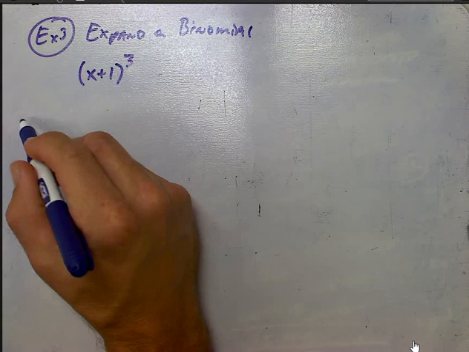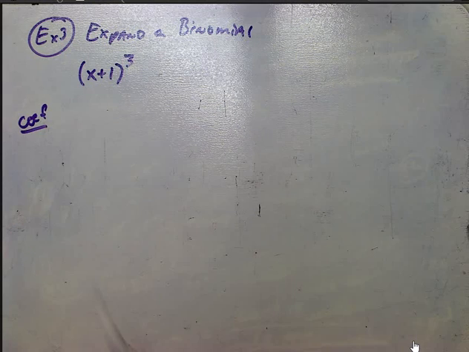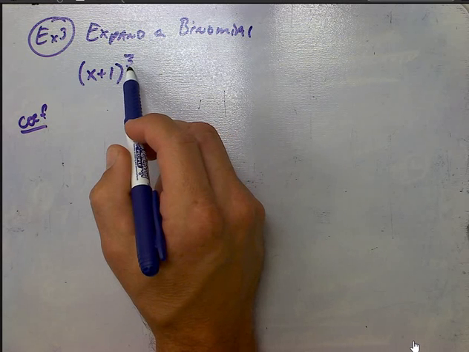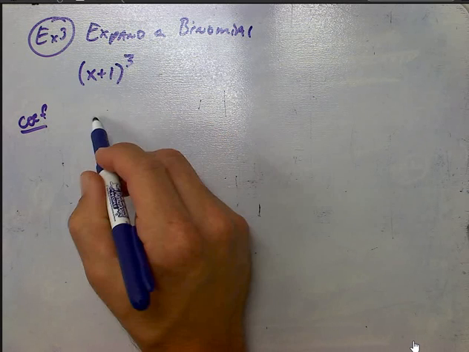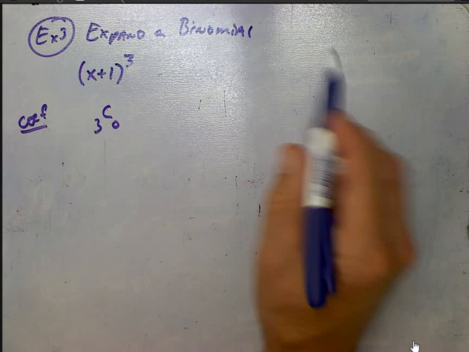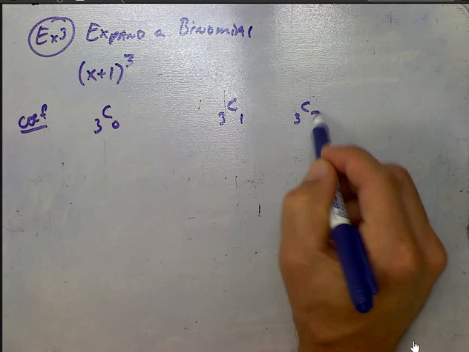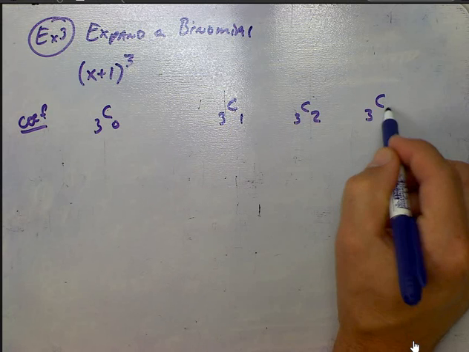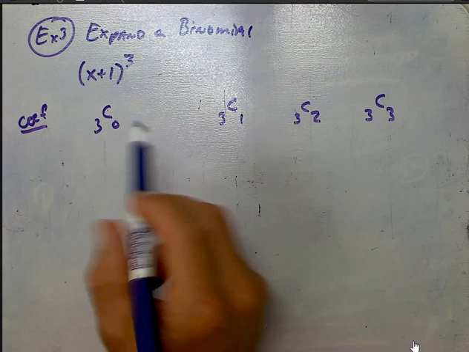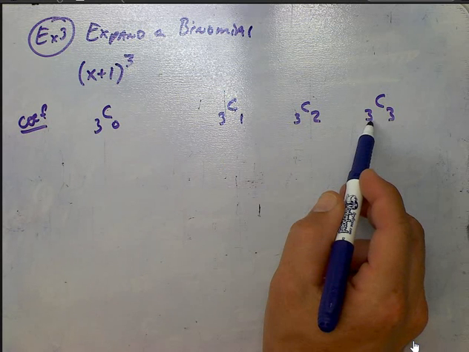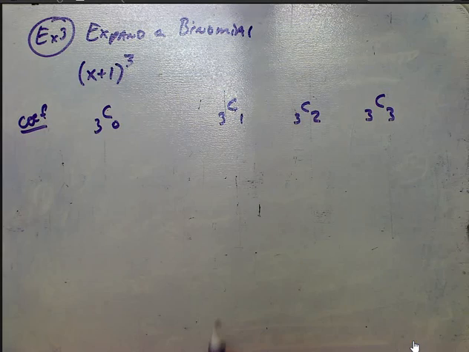First thing we're going to start out with is the coefficients of each term. The coefficients of each term are related to what we just worked on. There's the 3 there, so the first one is 3c0. The second term is 3c1. Third term is 3c2. And the fourth term is 3c3. Works that way every time. Start with 0, then go to 1, then go to 2, then stop at the number that has the n. Okay?